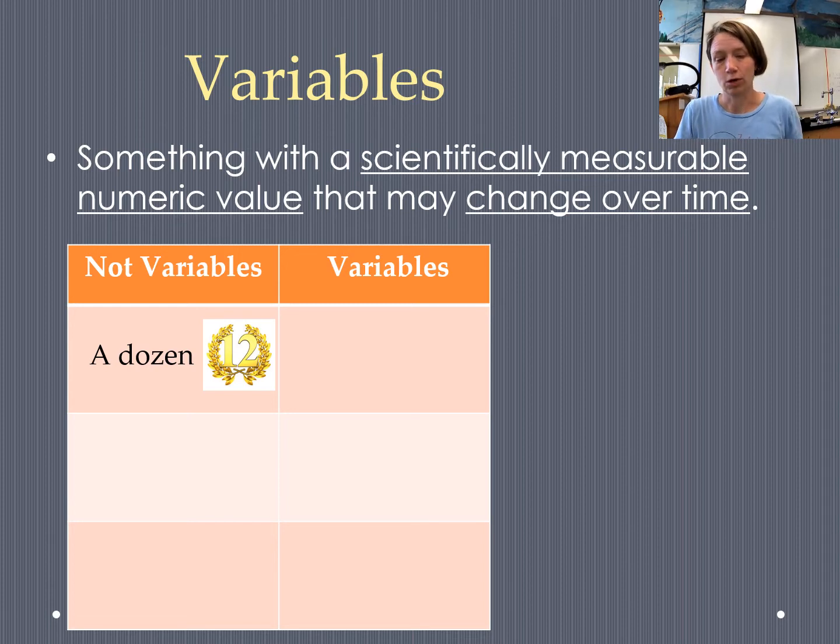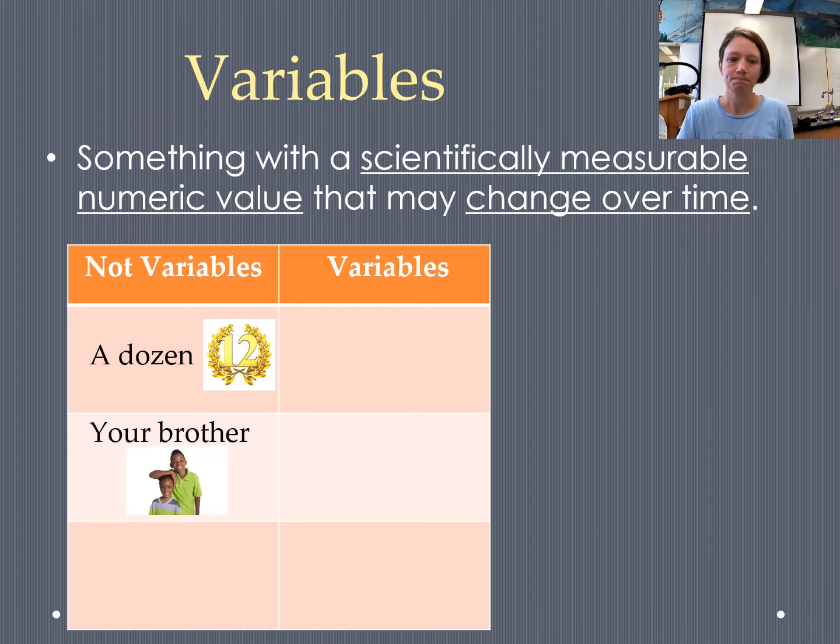So a dozen, for example, is not a variable. The reason it's not a variable is because while it does have a numeric value, a dozen never changes over time. It's always 12. It always has the same value. So therefore, it's not variable because it's not changing.